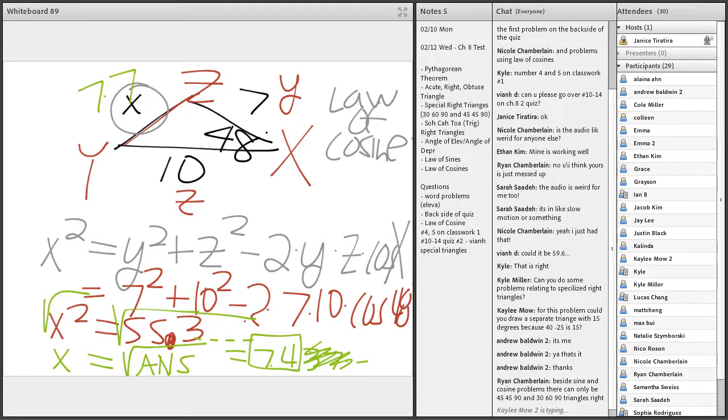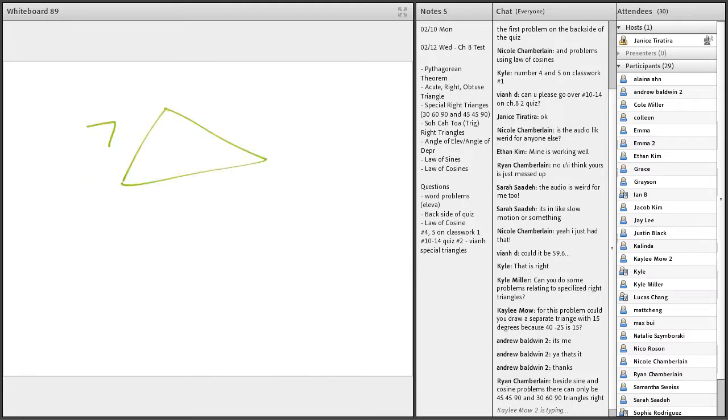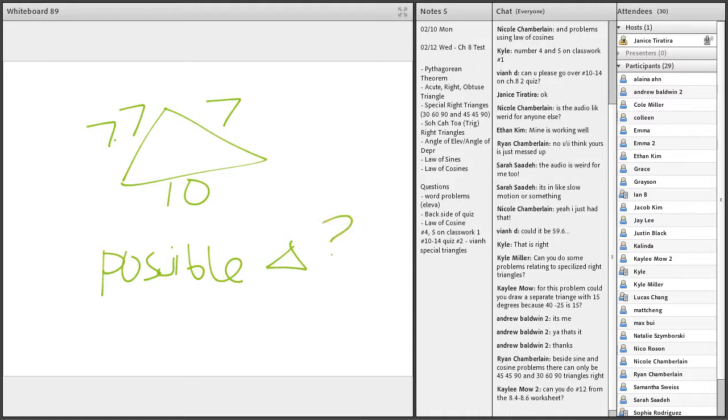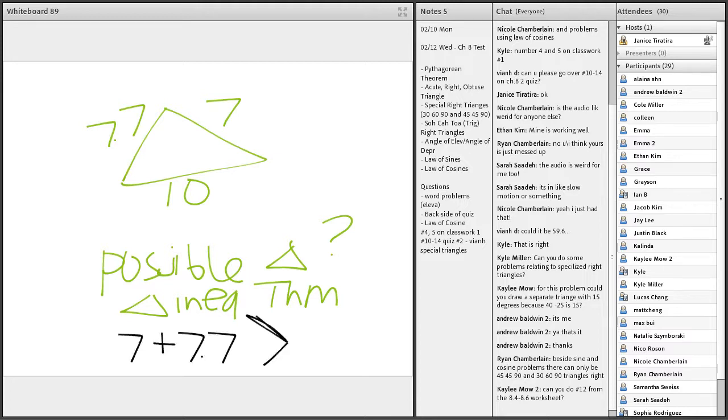And you will be asked this question where the sides are 7.7, 7, and 10. Is this a possible triangle? This is from last semester. You have to use the triangle inequality theorem, which means you add the 2 smallest sides, and that has to be greater than the biggest side. And this is true. 14.7 is bigger than 10. So that means, yes, it's a triangle.